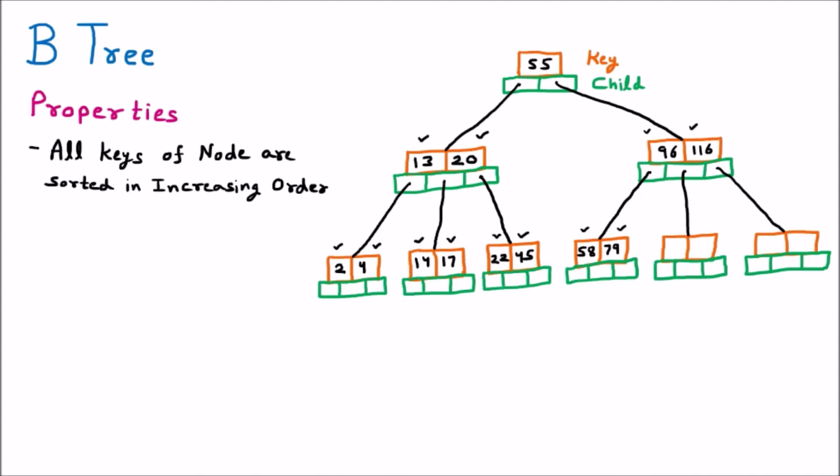Then afterward, talking about the next branch, here the values between 96 and 116 will come. Like we are assuming 111 and 113. So these values are also in ascending order. And afterward, the values which are greater than 116 will come on the right branch, like 220, 331. They are also in the ascending order. So the first rule says that all the keys of any node will be sorted in the increasing or ascending order.